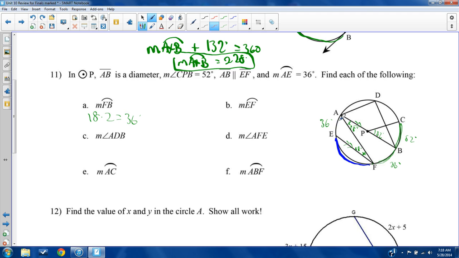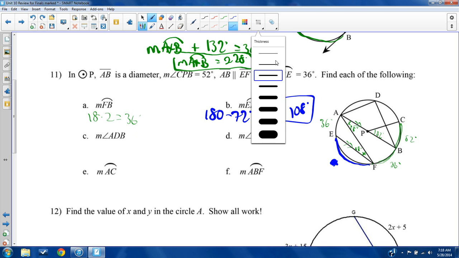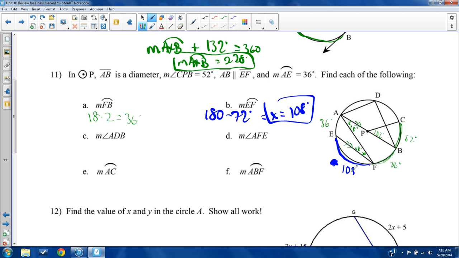And I have measures right here, 36 and 36. So 36 plus 36 is 72. This is my unknown, x. So 180 minus 72 equals x, which is 108. Cool, 108 degrees. That's a little thick. I'm going to write it like this, 108 degrees right there.